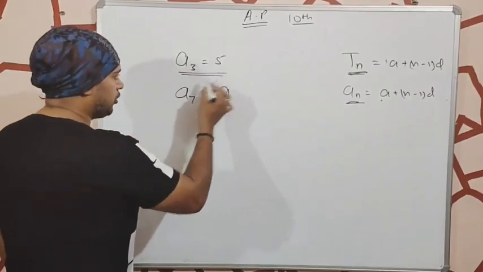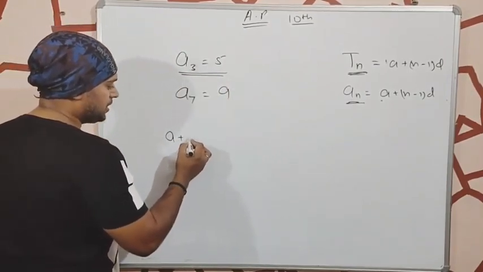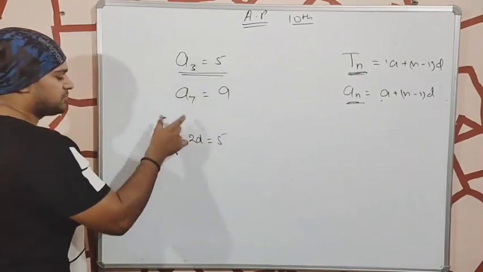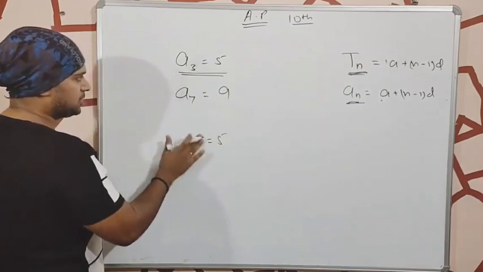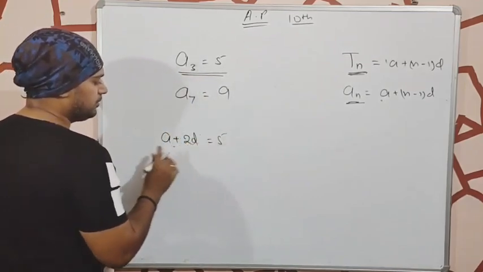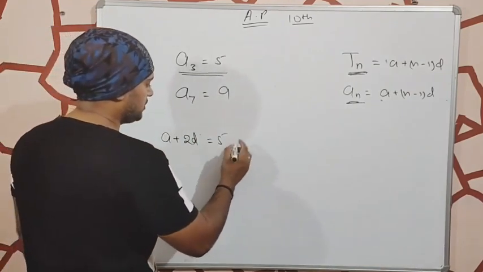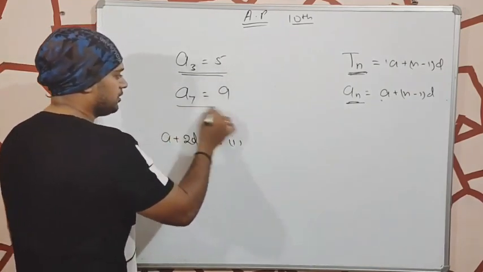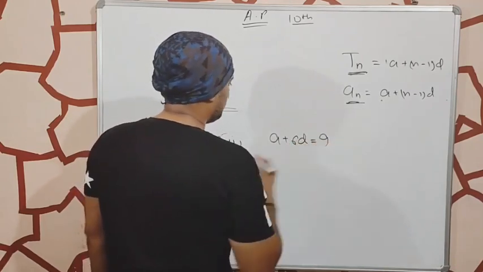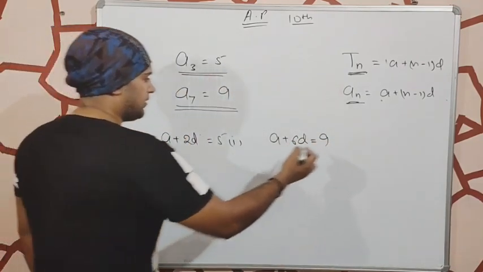So a3 is 5. What does this mean? This means a plus 2d is equal to 5. How did I get this? I have just applied the formula for the nth term. a3 will have 2d added to a. That will be a plus 2d is equal to 5. This will be the first equation. And from here you get the second equation, that is a plus 6d is equal to 9. Is it clear?